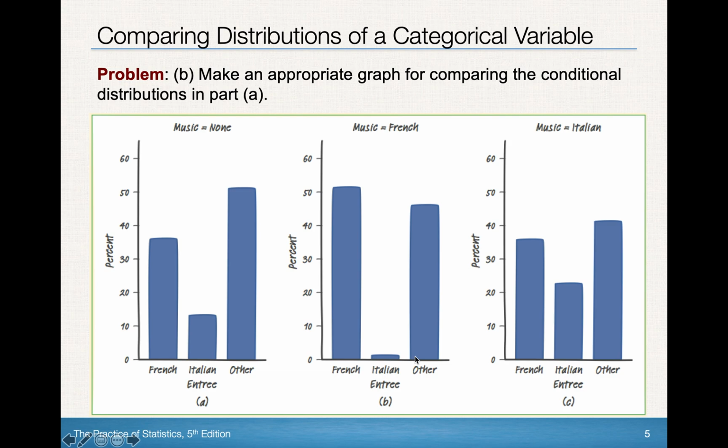I'm also looking and I see that the French food seems pretty popular. Both here and here it's pretty popular. And so are the other foods. It looks like Italian food's not super popular unless Italian music is being played. So just looking at these graphs, I'm thinking, hey, maybe something's going on. Maybe the type of music does actually affect what a person orders when they are buying food. Okay, so let's continue to dive into this statistical analysis.